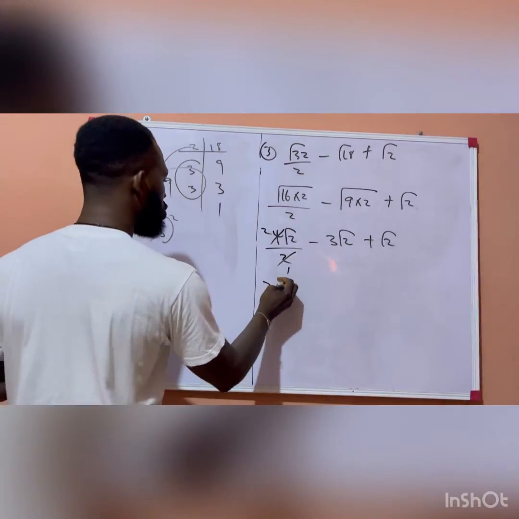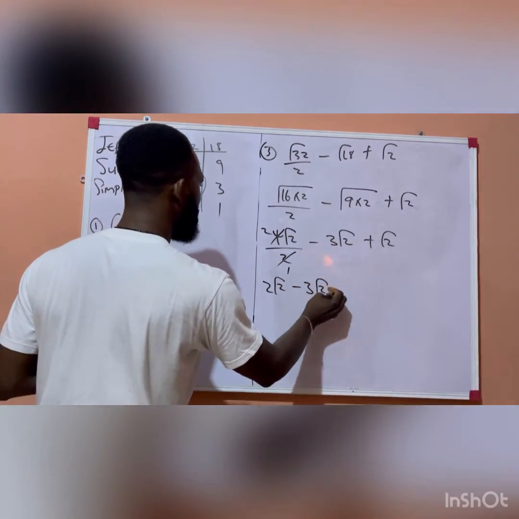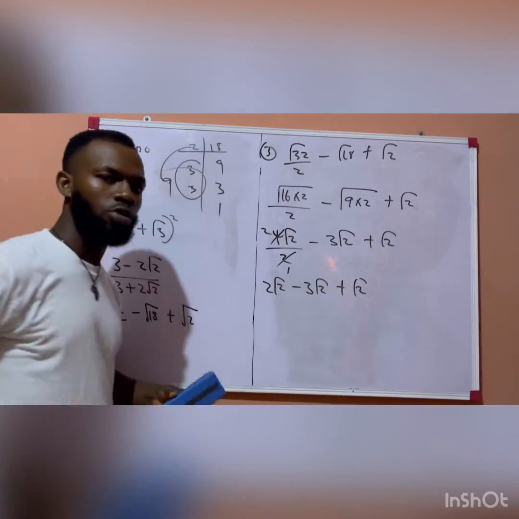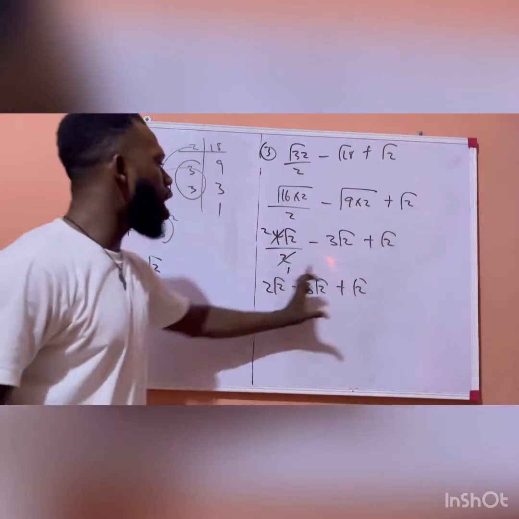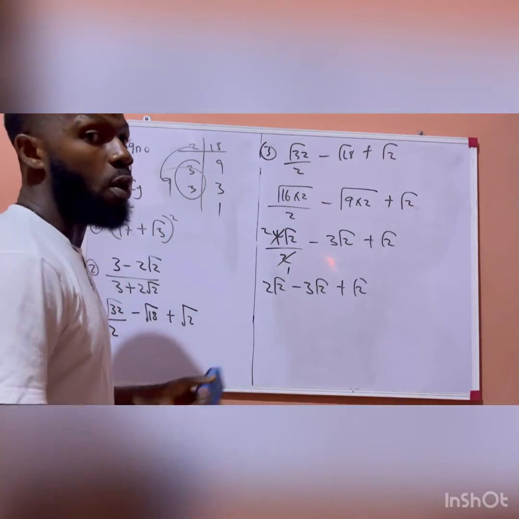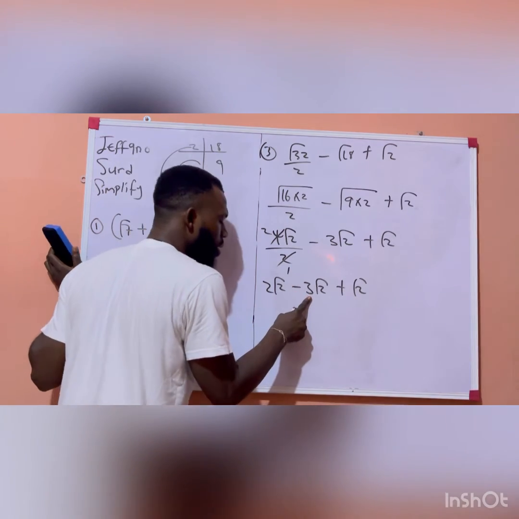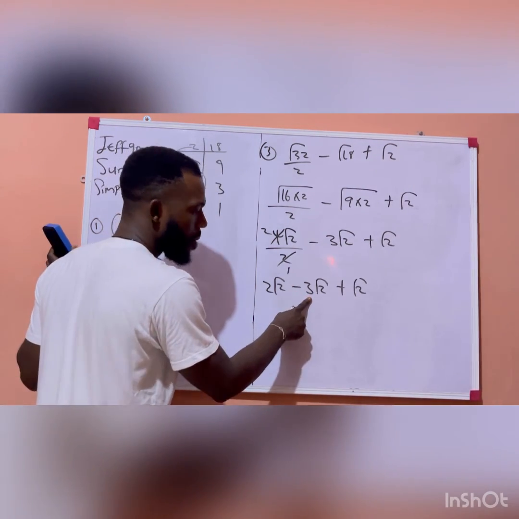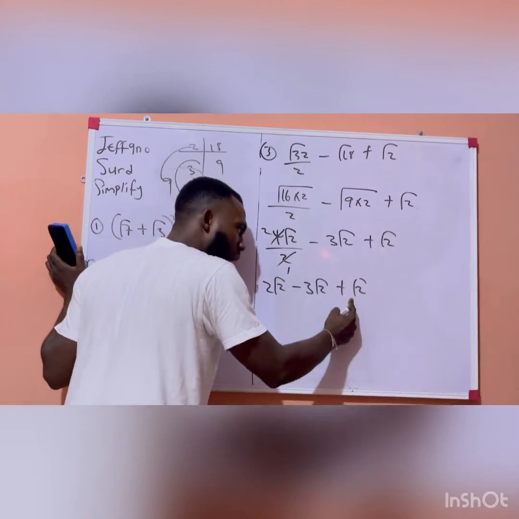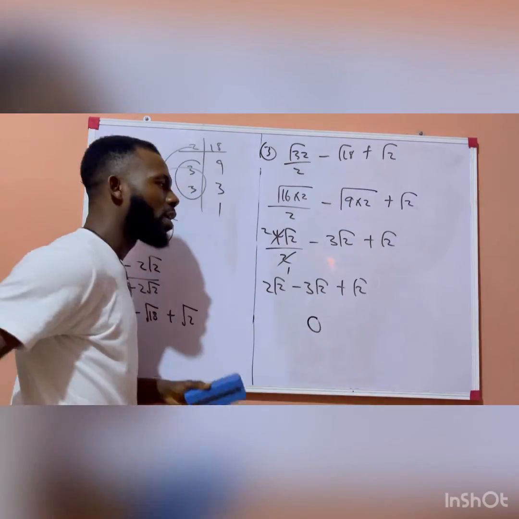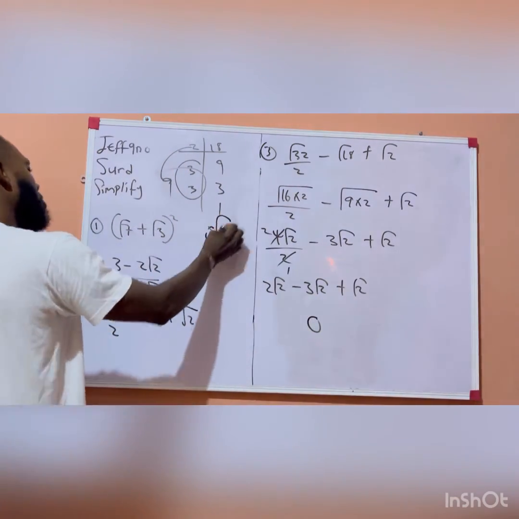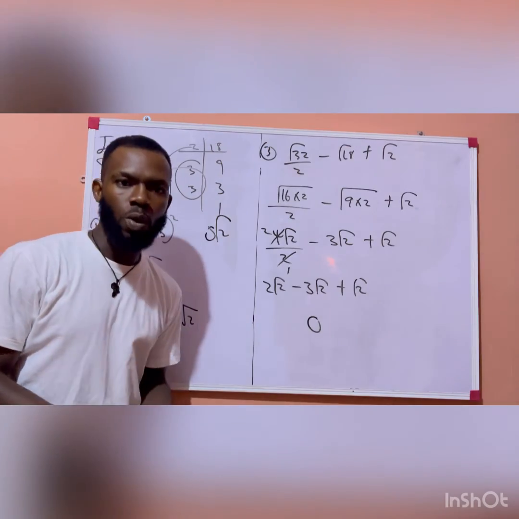So what do we have? 2 root 2 minus 3 root 2 plus root 2. Now you see now that all are carrying root 2. So I can work with the whole of them. So the first number here is 2 minus 3. That gives us minus 1. Minus 1 plus 1. That gives us what? 0. Class, there is nothing like 0 root 2. The answer becomes 0.